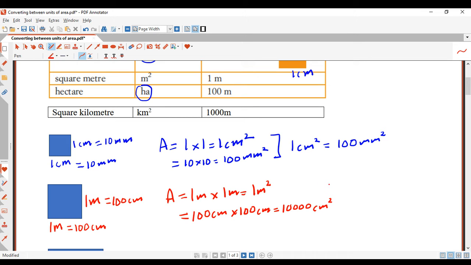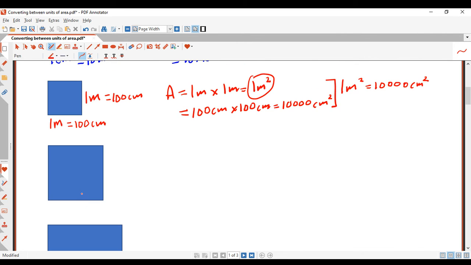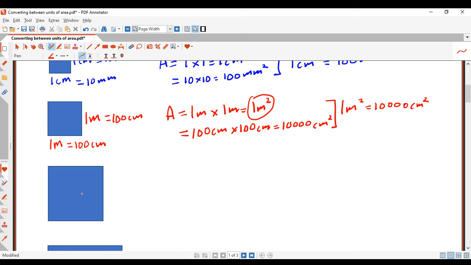Okay, so that means from this I can see that the area of that square is 1 square metre, but in square centimetres it's 10,000 square centimetres. So I can write down that 1 square metre is equal to 10,000 square centimetres. Okay, that brings us to the square kilometre next. And then we'll do the hectare.